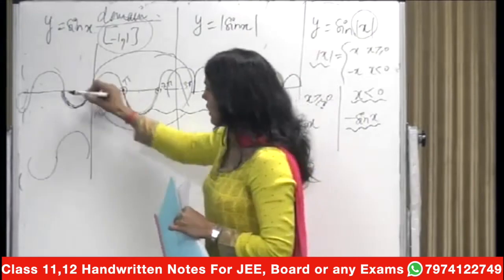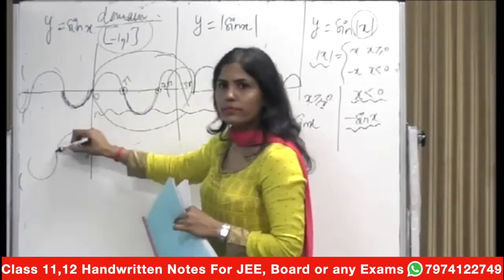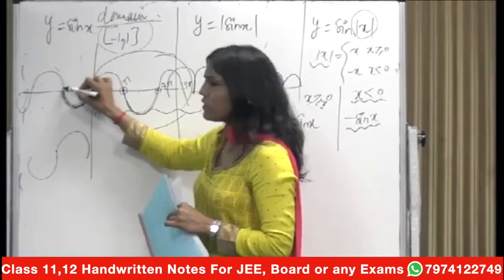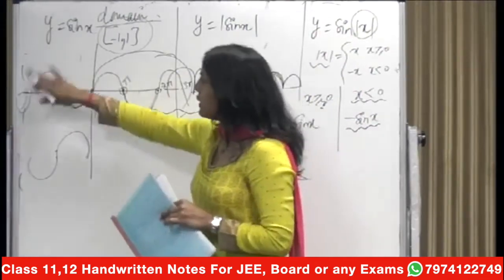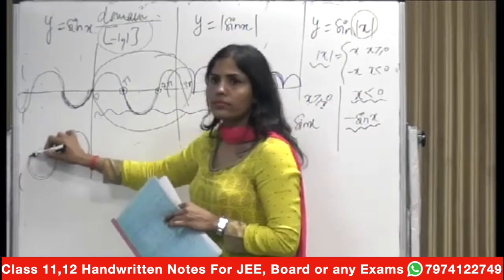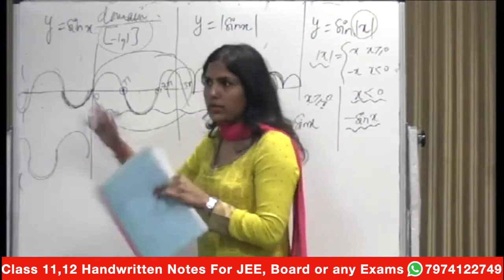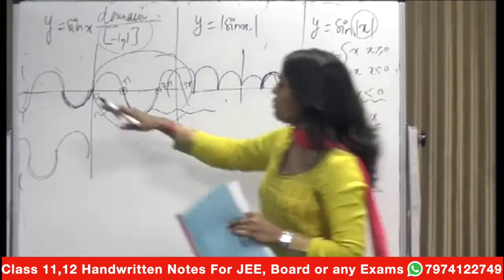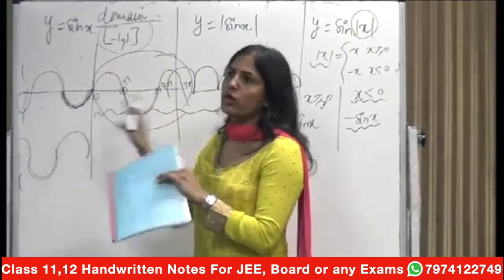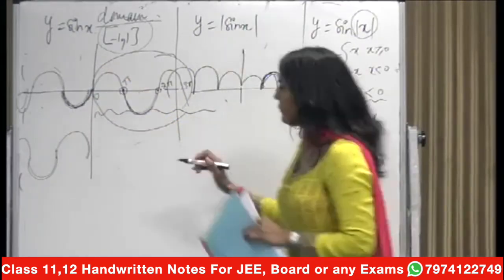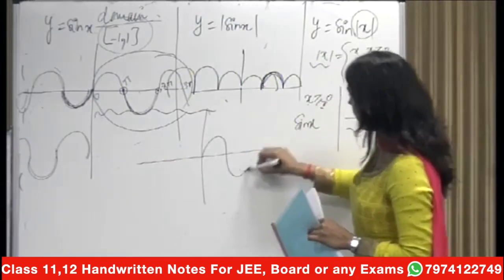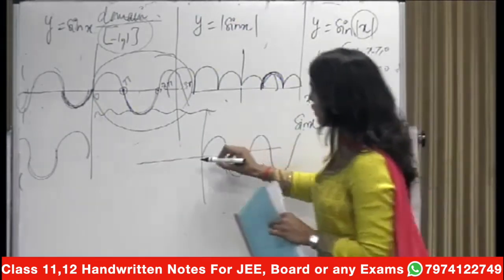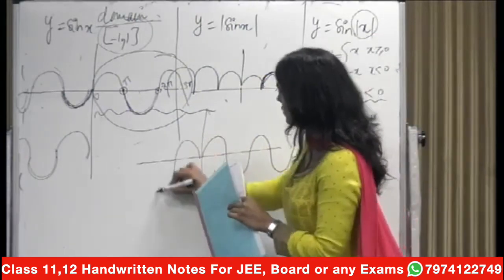So it means this portion will go up, and this portion is positive, and for negative values this is minus sin x, so it means that this portion will come down. So down it will come, and this will go up. So this is how your graph looks like. Is it fine? So I am drawing it now. Yes, tell me. So the graph looks like this.